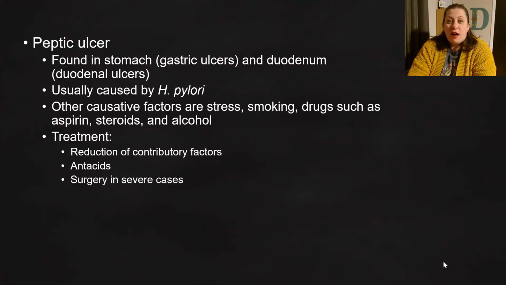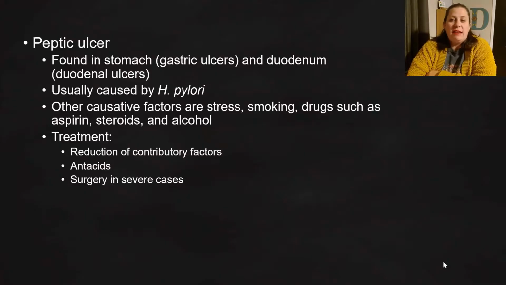Usually these are caused by uncontrolled H. pylori bacteria. Other causative factors that could cause peptic ulcers to develop and worsen are things like stress, not controlling that stress, smoking, drugs such as aspirin, steroids, and alcohol.